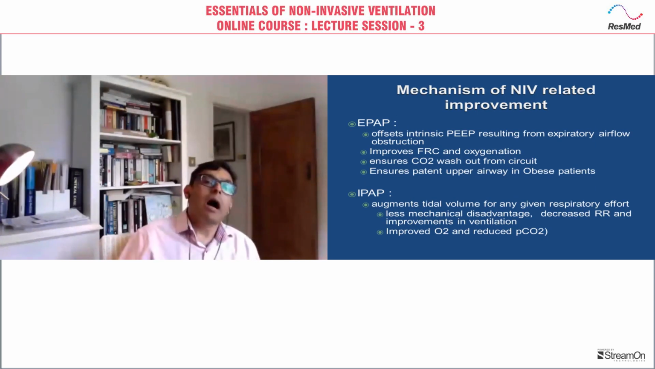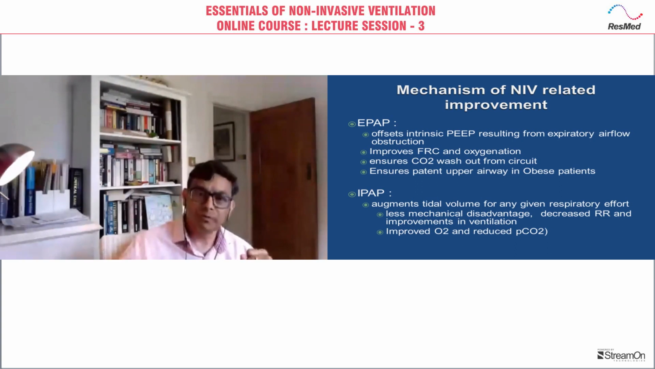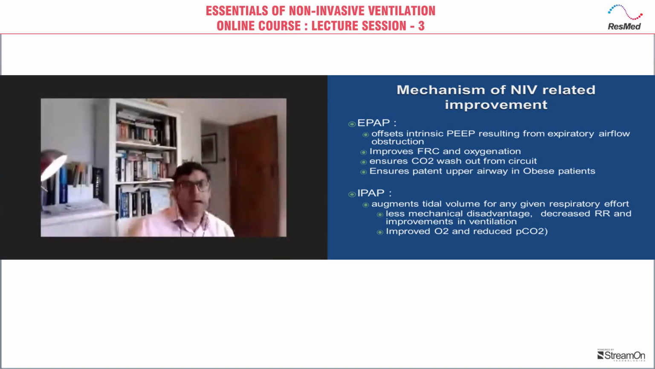So how does non-invasive ventilation lead to improvement in respiratory failure? As we see, there are two components, EPAP and IPAP. Let us look at individual components. EPAP, what does it do? It offsets intrinsic PEEP, particularly in patients with COPD. They will often have intrinsic PEEP because of gas trapping. So EPAP will offset that, and that will help the patient to initiate the next breath. It reduces FRC and improves oxygenation. It ensures CO2 washout from the circuit.